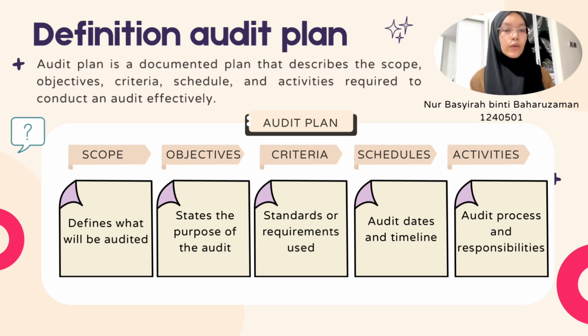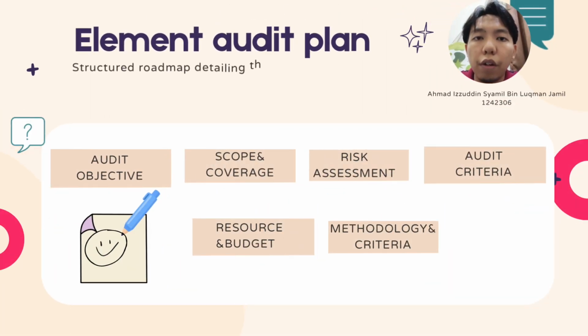The schedule outlines the audit dates and timeline, while the activities describe the audit process and responsibilities. Overall, an audit plan helps to ensure that the audit is well organized, consistent, and completed efficiently. We go to the elements of audit plan.